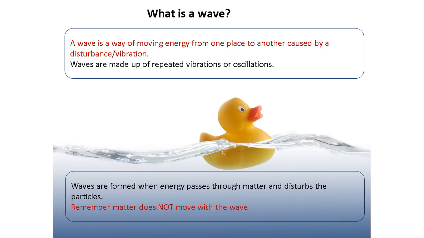First, we would like to find what a wave is. A wave is a way of moving energy from one place to another, caused by a disturbance or a vibration. Waves are made up of repeated vibration or oscillation.